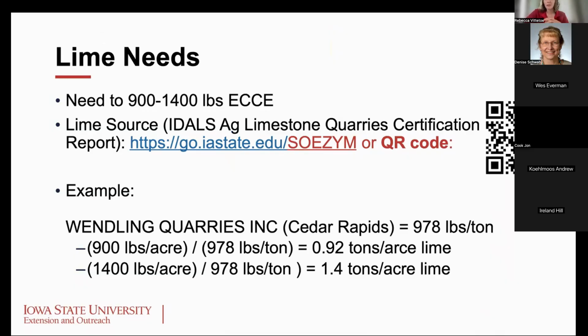So just for an example here, I went on and got a quarry here in eastern Iowa, and the ECCE of that lime was 978 pounds per ton. And so if we need 900 to 1,400 pounds per acre of that particular product, I'm going to need between 0.92 tons to 1.4 tons of lime per acre. So that's some quick math of how we calculate how much product we would actually need.